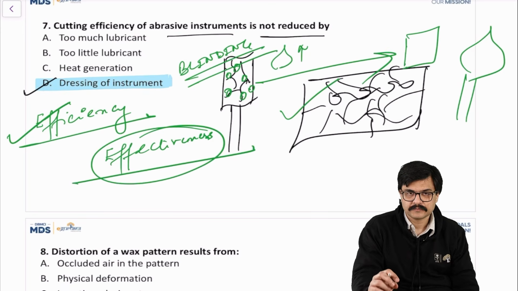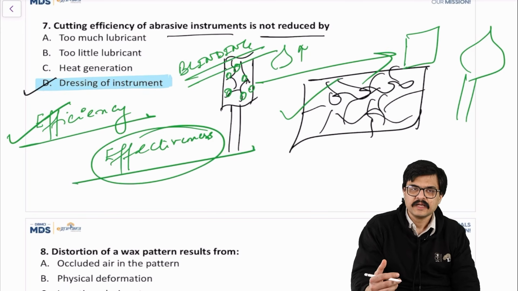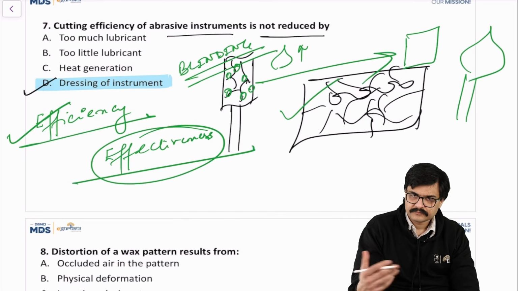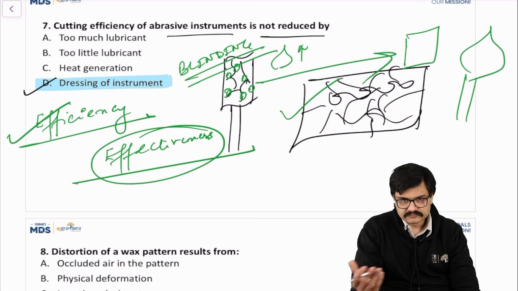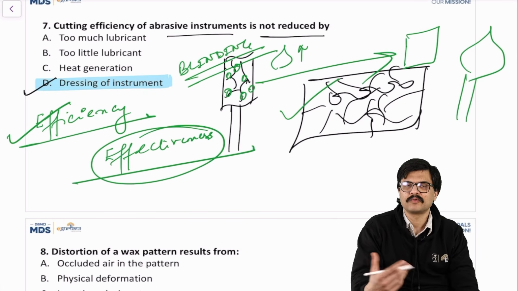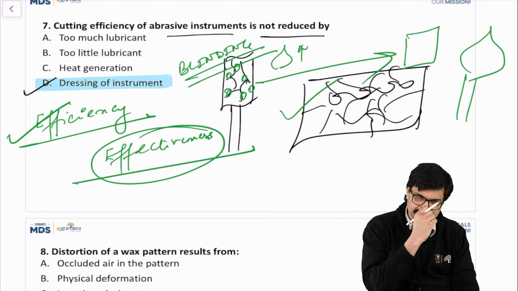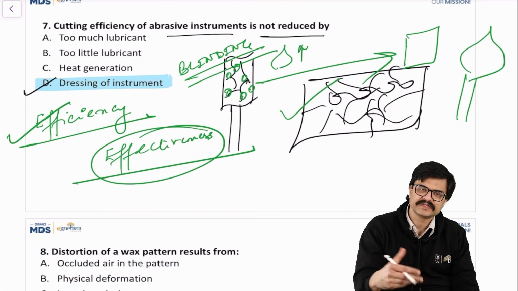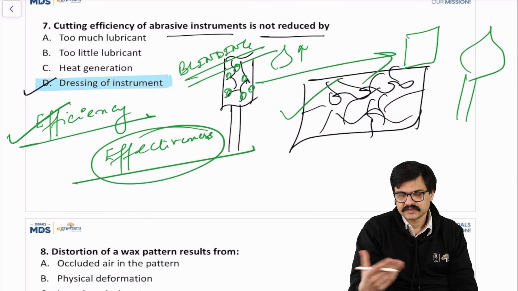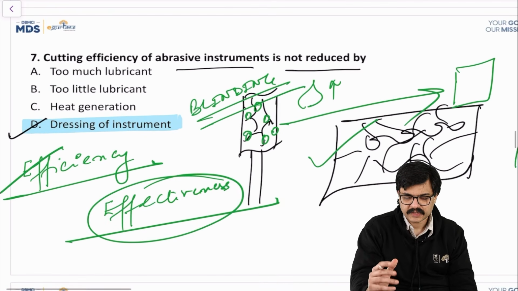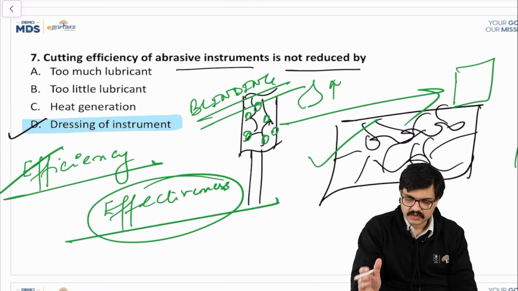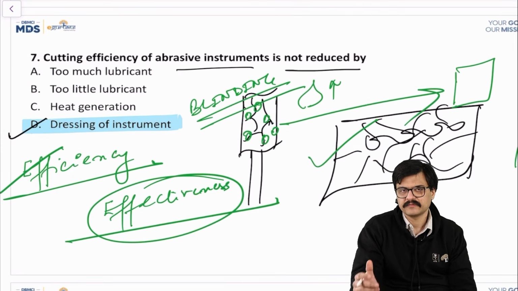Okay, it's restored. Otherwise, heat generation, too much or too little lubricant. See, if it's too much lubricant, the instrument is just going to float on the lubricant without adequate contact to the substrate. If it's too little lubricant, again, too much heat is generated. And obviously, third option is too much heat is generated. So cutting efficiency is reduced. So cutting efficiency of the abrasive instruments is not reduced by dressing of the instrument, right?